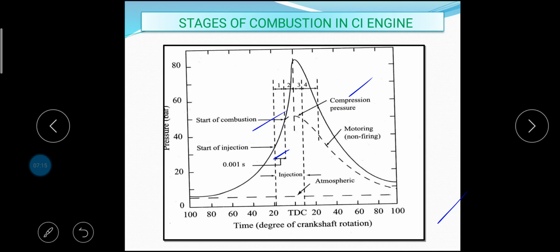Next stage is the period of controlled combustion. The rapid combustion period is followed by the third stage, the controlled combustion. The temperature and pressure in the second stage is already quite high.